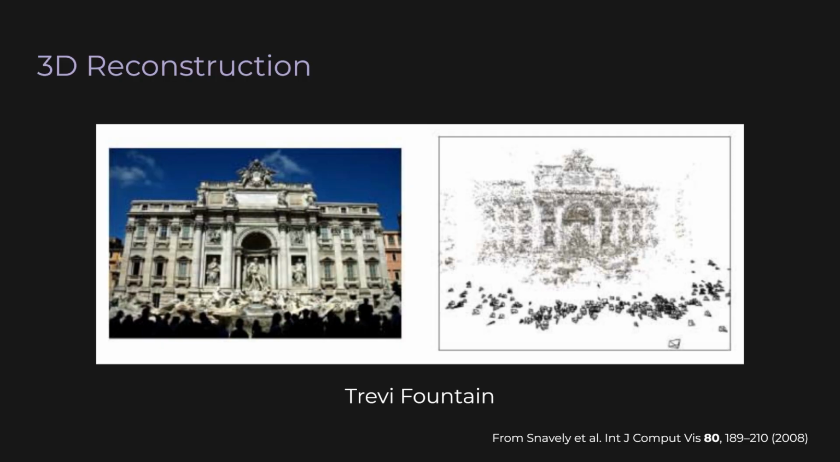Here's the famous Trevi Fountain in Rome. On the left is an example of one of the photos they used, and you can see the quality isn't great, but that didn't matter. On the right, we have the reconstructed model shown as a massive set of 3D points. In the foreground, you'll see these little pyramids all pointing toward the Trevi Fountain. These are the estimated camera matrices.